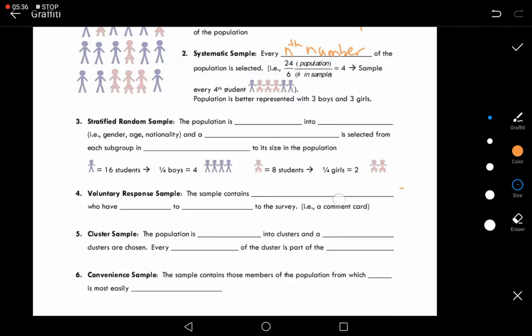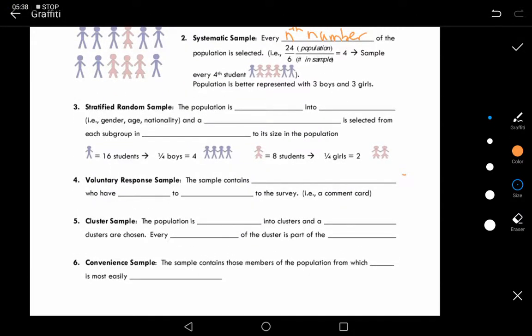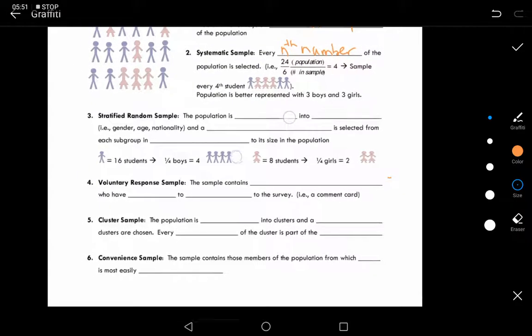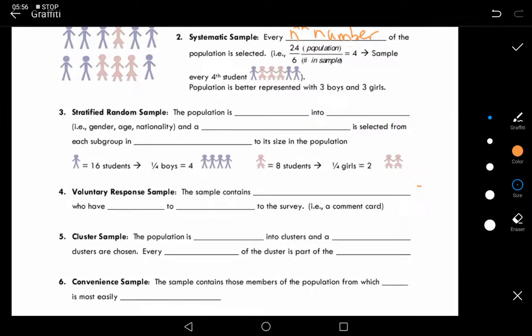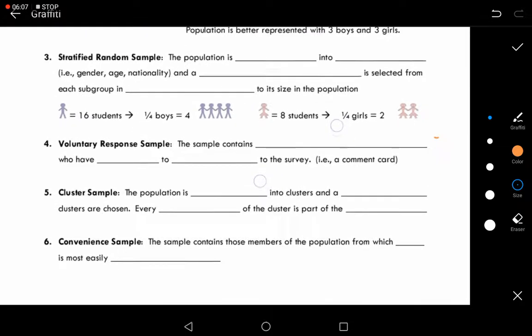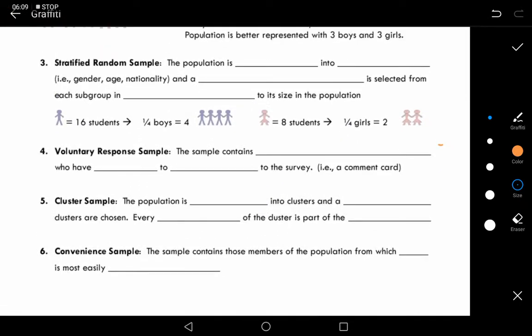Okay, and just a note here, the population is better represented in this case if we had equal people from each gender, right? Because again, we just want to make sure that our samples are not biased and are representative of the population. And in this case, if we're talking about 11C math, obviously there's both males and females taking that course.